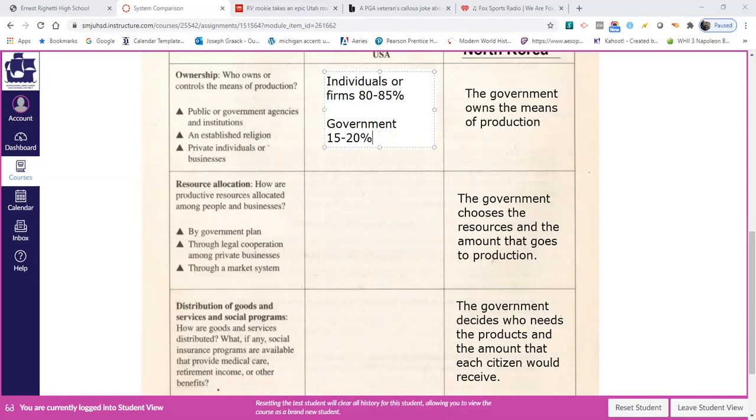All right, so individuals or firms probably control 80 to 85%. Government probably controls 15 to 20%. What did you have for the next one?